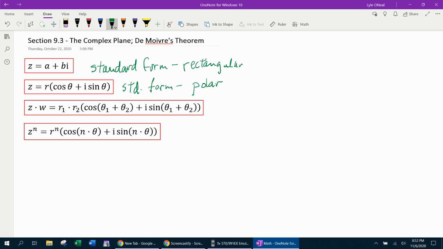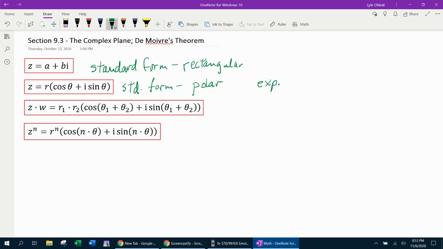And like in the previous lesson, I think in section 9.1, we said if there's two different forms, it's nice to be able to convert between the two. So that's one of the things we're going to be looking at, is how to convert back and forth between the two forms. There is also a third form that's called exponential form, and I will briefly mention it, but we're not going to actually include it in the examples.